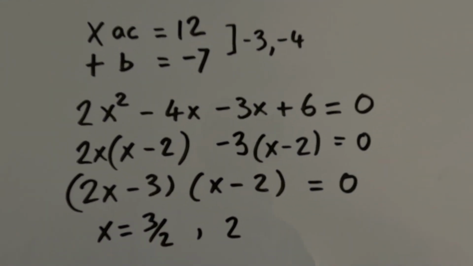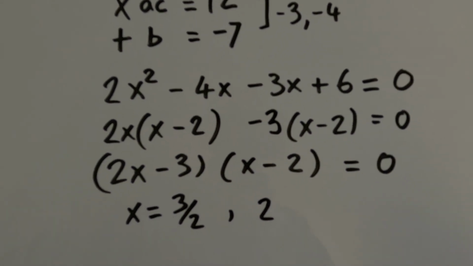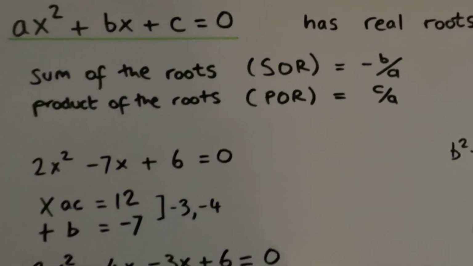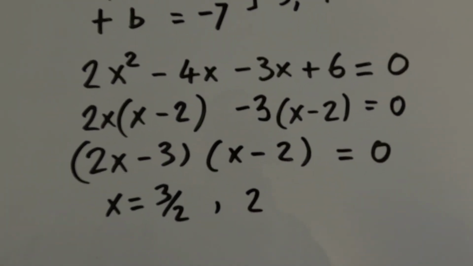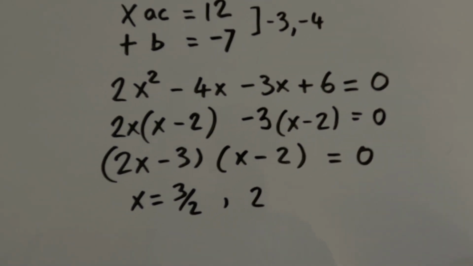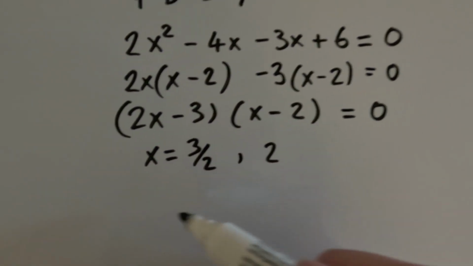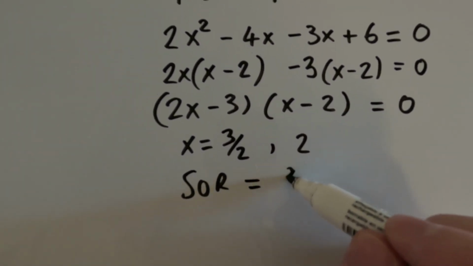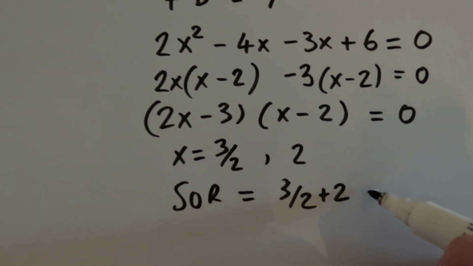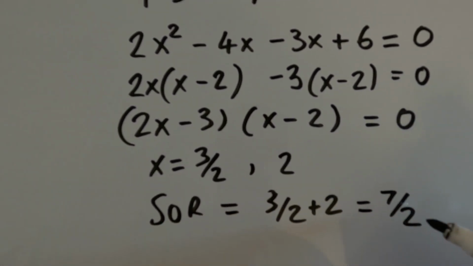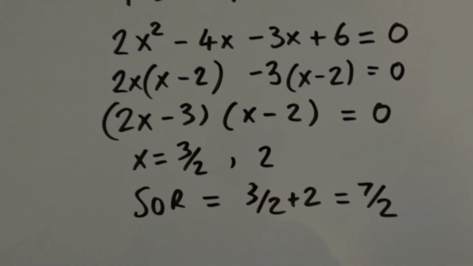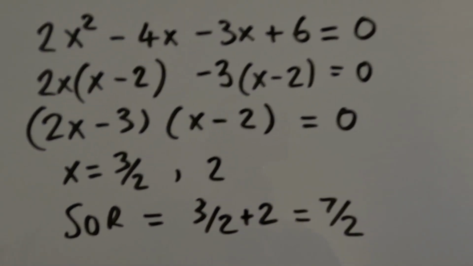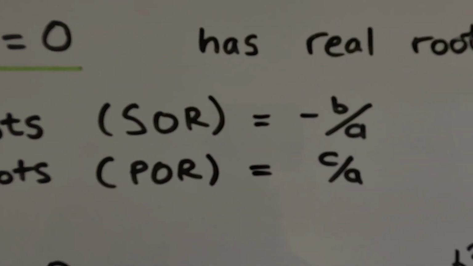Okay, so let's verify that this satisfies this law or this principle. So one of the roots is 3 over 2 and the other root is 2. So let's add them together to get the sum of the roots. So therefore the sum of the roots is equal to 3 over 2 plus 2, which equals 7 over 2. Now, does that equal minus b over a? So we want the sum of the roots to be equal to minus b over a.